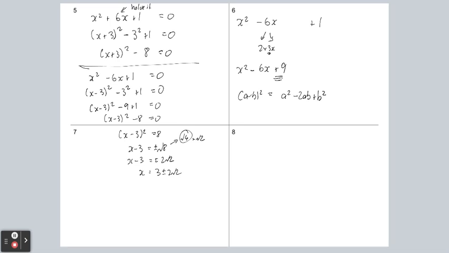Okie dokie. All right. So I don't remember what root 8 is, but I do remember that root 2 is about 1.4. And so 2 times 1.4 is about 2.8. So it's going to be 3 plus 2.8 or 3 minus 2.8 as an approximate answer. What do you think?